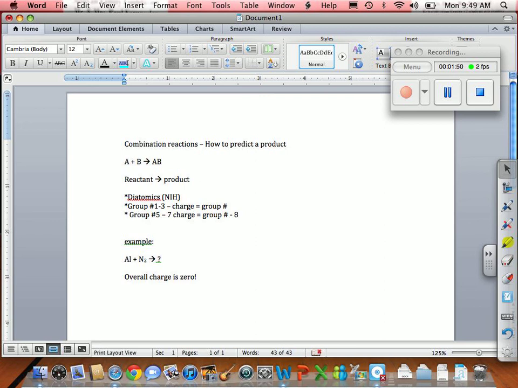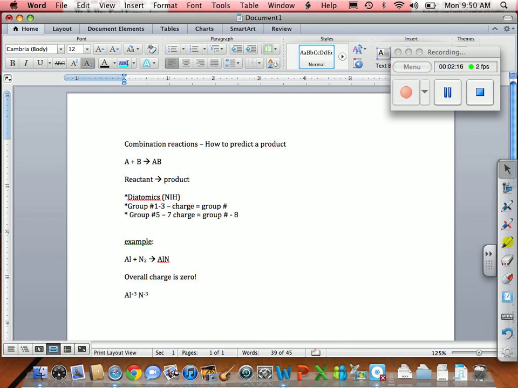So Al, I know, is in group 3, so the charge on Al is going to be plus 3. I know that N is in group 5, so the overall charge on N is going to be minus 3. So I know that Al plus 3 and N minus 3 gives me that overall charge of 0, so I'm happy with it. So I know that the answer then is going to be AlN.